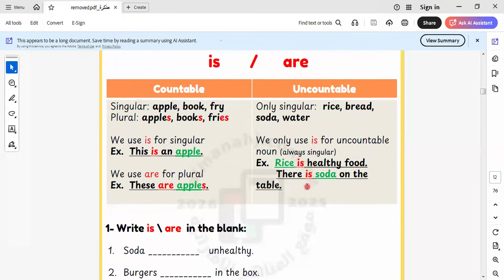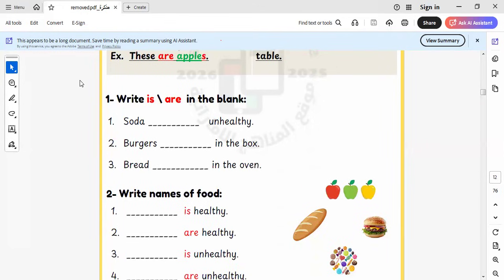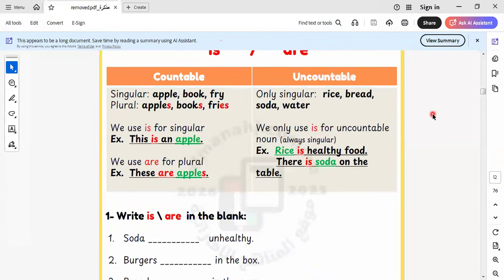When we talk about uncountable nouns, I treat them as singular, like water, like soda, all of these we treat as singular. So here we say soda is or are? It will be is. Burgers, it will be are. Bread, it will be is. Why is? Because here bread is uncountable and treated as singular. Okay, let's continue the rest of the exercise. If we say loaf or loaves of bread, it would be plural. But here we talk about bread as a whole, so it is treated as singular.